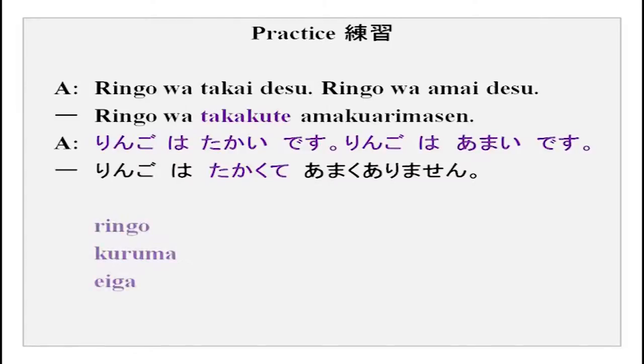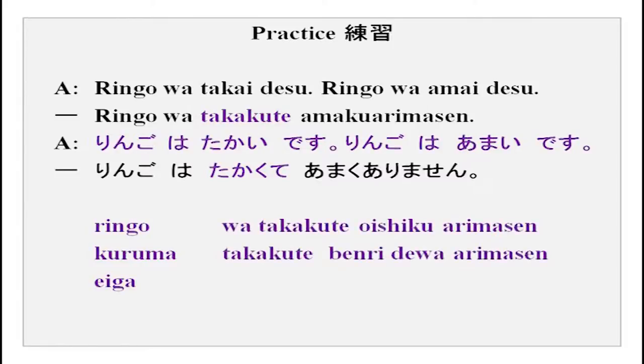Well, you can replace ringo again with kuruma or eiga or any other noun that you want. Kuruma wa takakute benri de wa arimasen, as we did in our previous slide. Then, eiga wa nagakute tsumaranai desu. It is very, very long and not at all interesting.